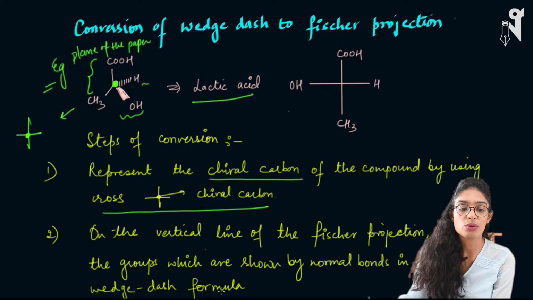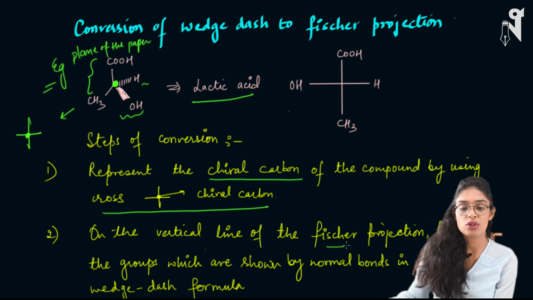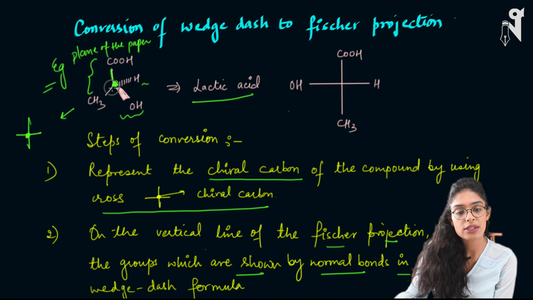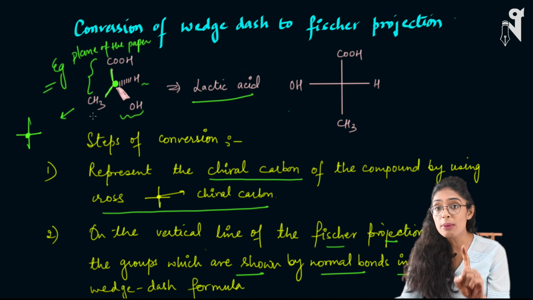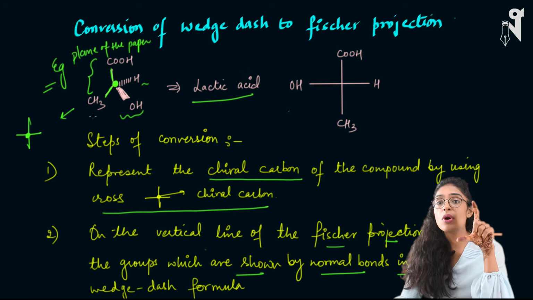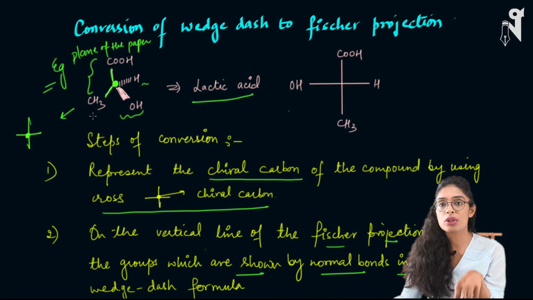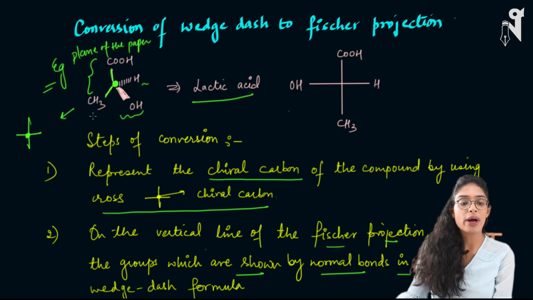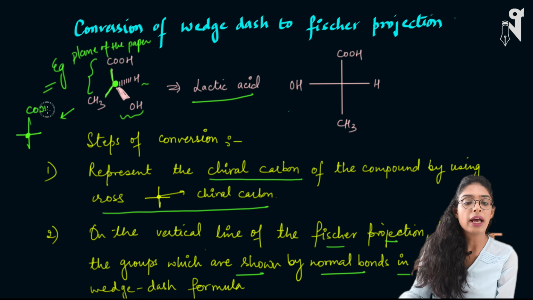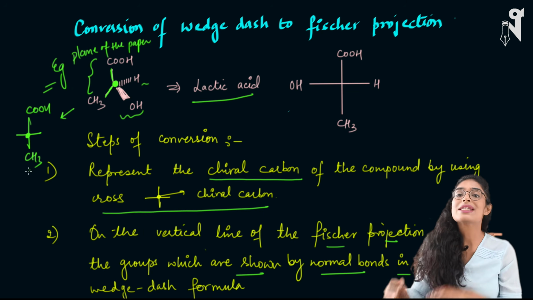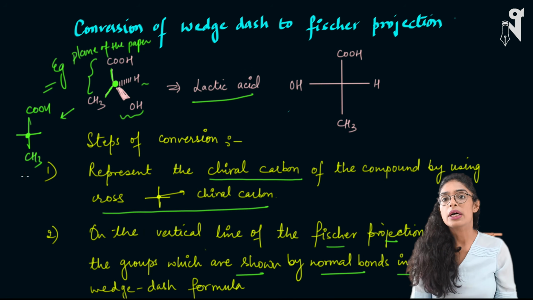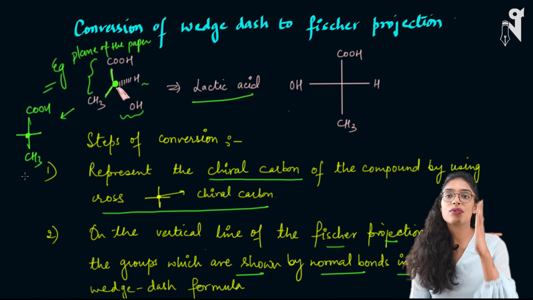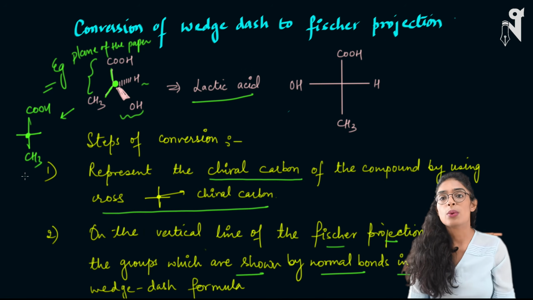In the next step, on the vertical line of the Fischer projection, place the groups which are shown by the normal bonds in a wedge-dash formula. So these two bonds, CHO and CH3, have been represented by normal bonds, right? So whatever is attached on these bonds, put it on the vertical line. So I have COOH and I have CH3 on these normal bonds, and that is what we have put on the vertical line.